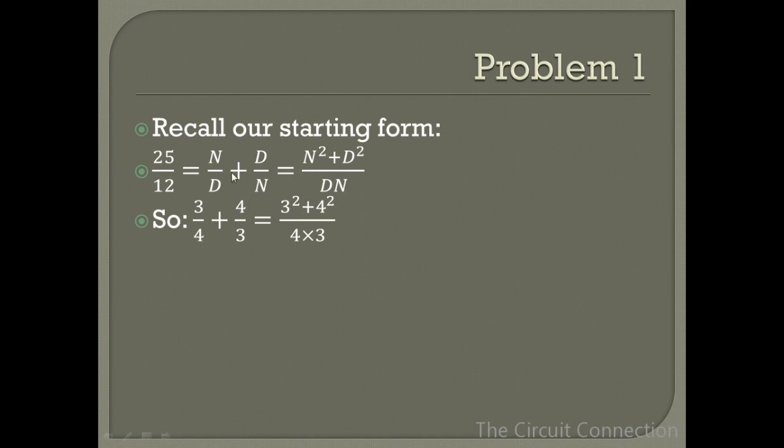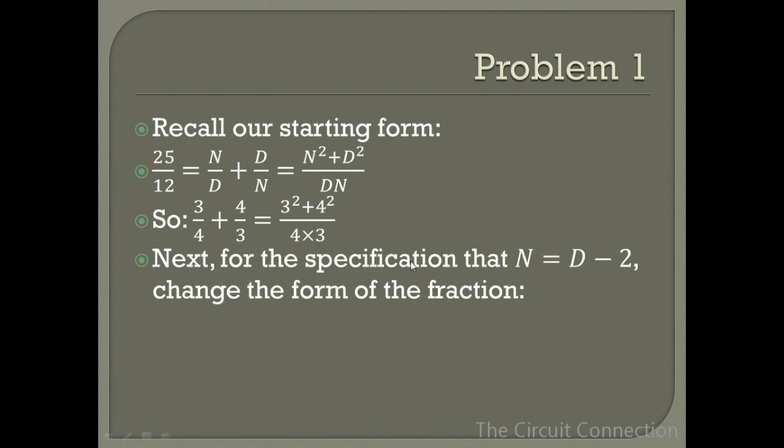So putting in 3 for our n and 4 for our d, we have this form: 3 over 4 plus 4 over 3 equals 3 squared plus 4 squared over 4 times 3. Next, for the specification that n equals d minus 2, just change the form of the fraction, because as of right now, n is only 1 less than d. So we're just going to change the form of the fraction.